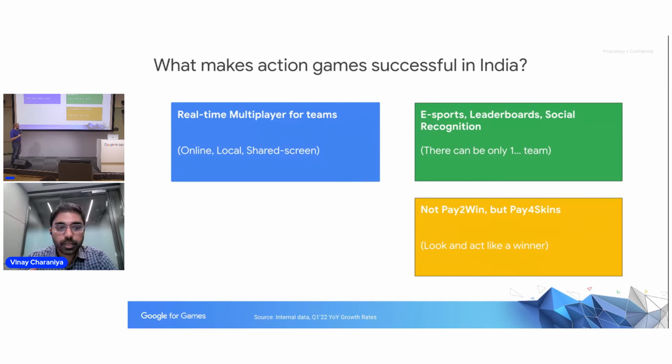But Indians are actually okay to spend for skins, and that's what we've seen pick up really well. You can also price this at a significantly lower value compared to some of your consumable items within the games, and hence the traction for this is really high. So this is something that makes it really successful.